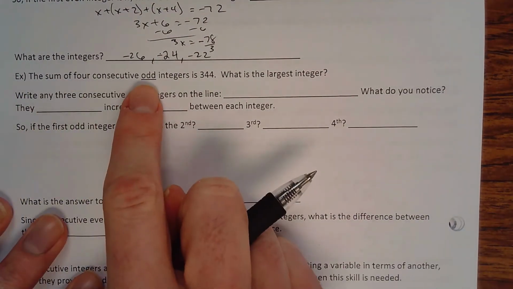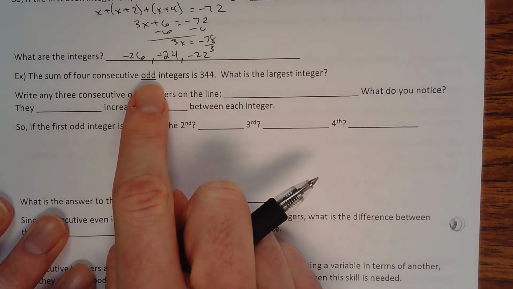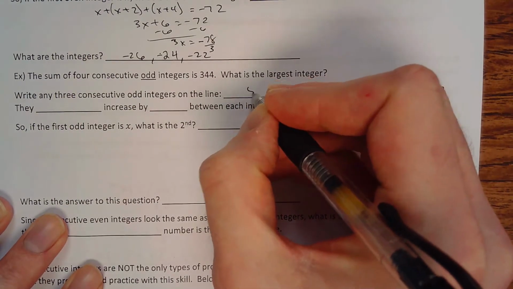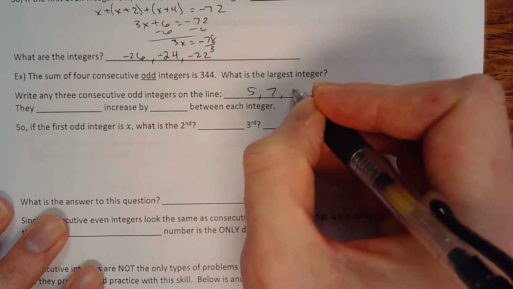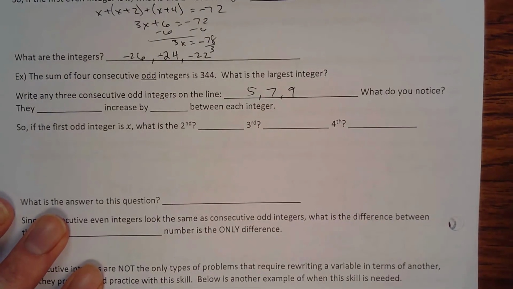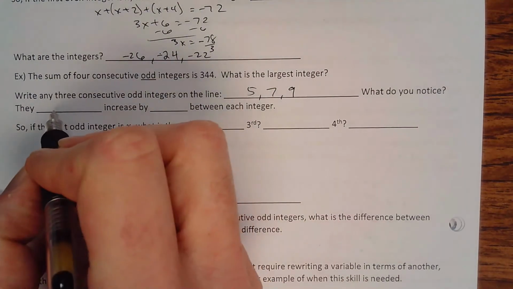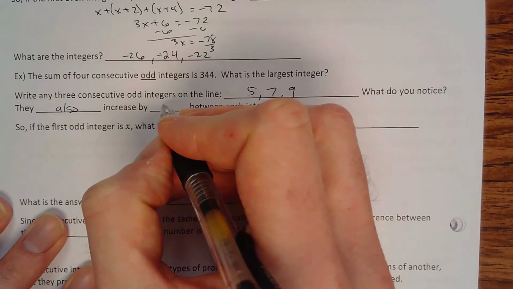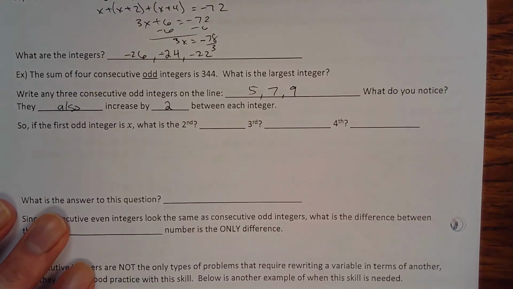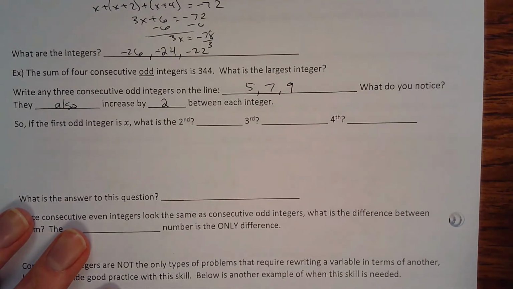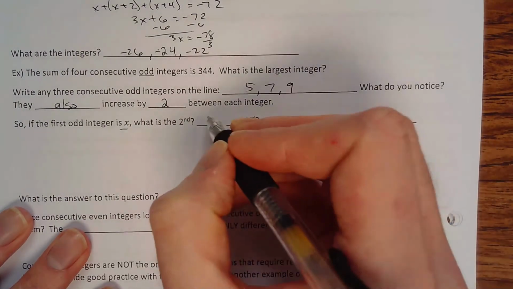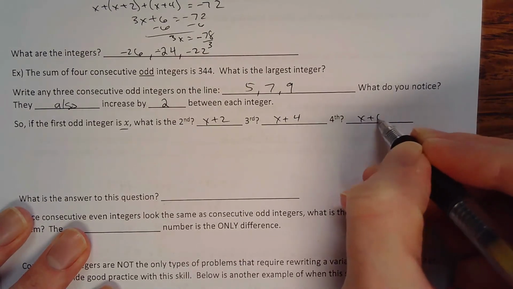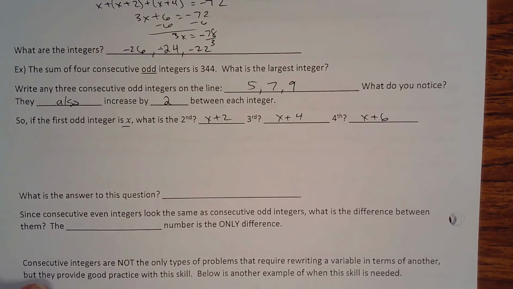The sum of 4 consecutive odd is 344. Write any 3 consecutive odd. So let's say 5, 7, and 9. What do you notice? They also increase by 2 between each integer. So they're also increasing by 2. So if the first one is x, the second one's going to be x plus 2, the third one's going to be x plus 4, and then x plus 6. It's going to be 6 more. Just keep adding 2 every time.